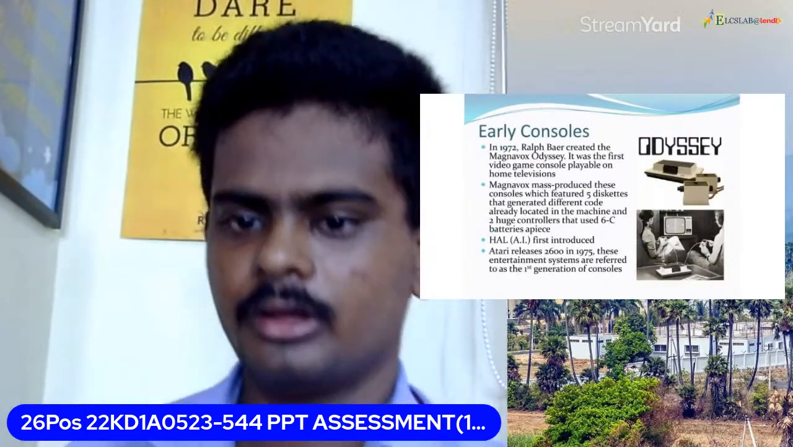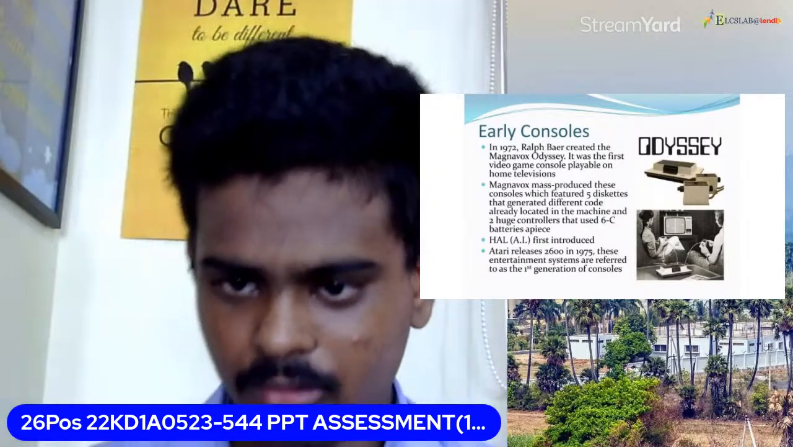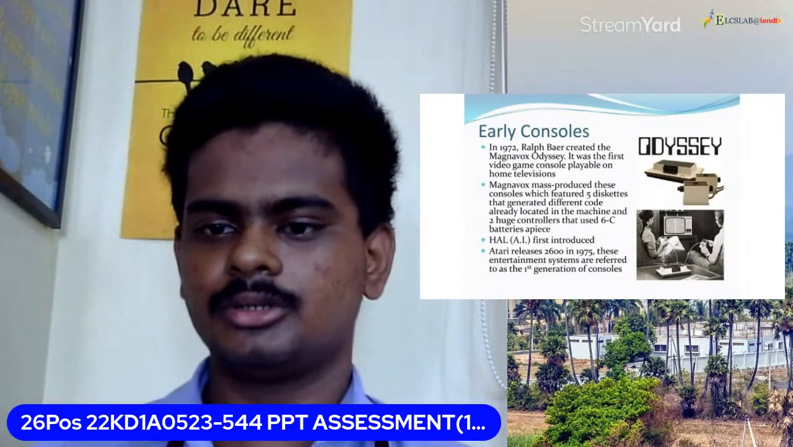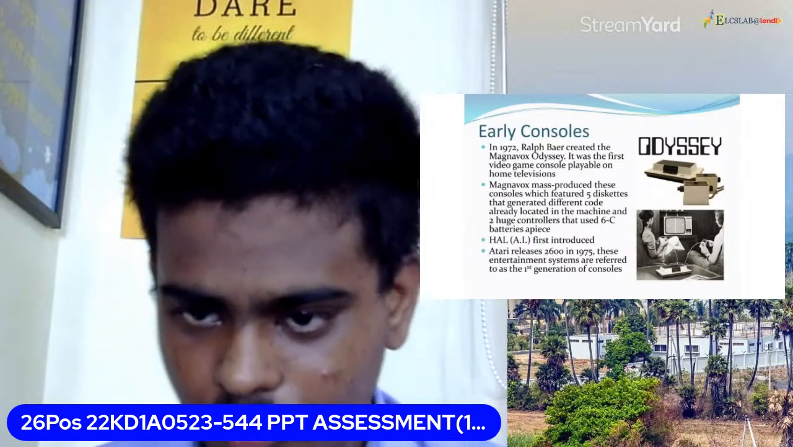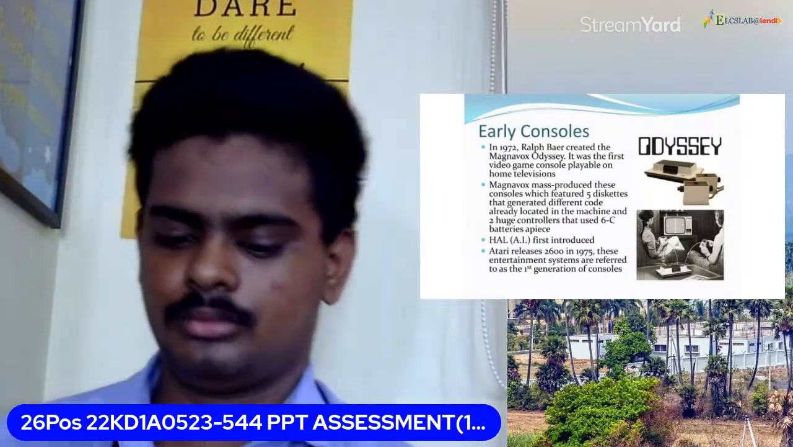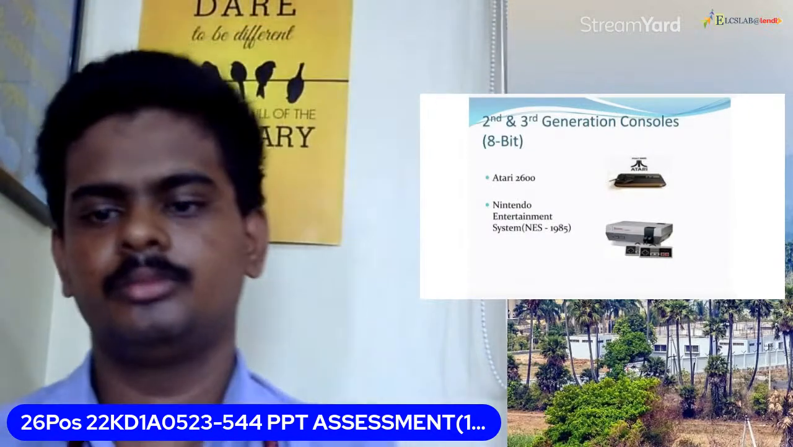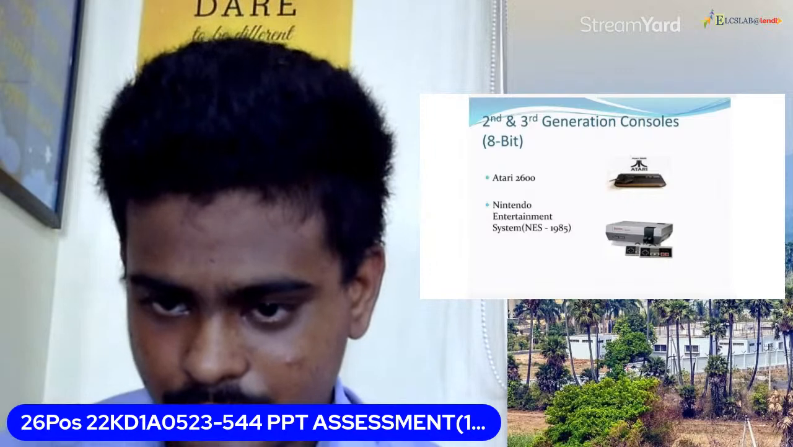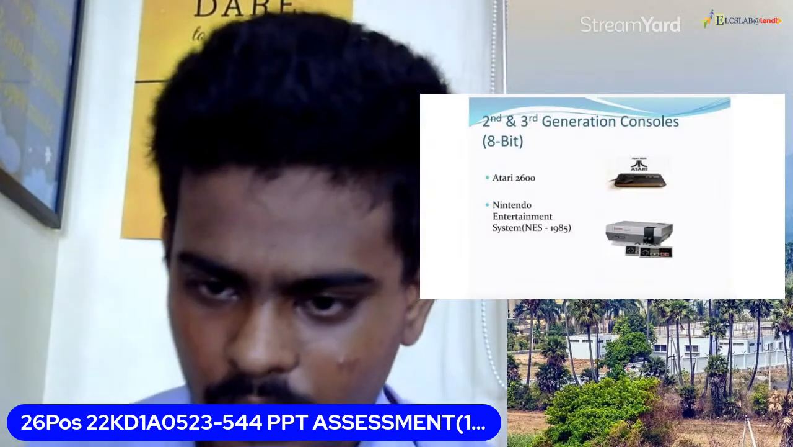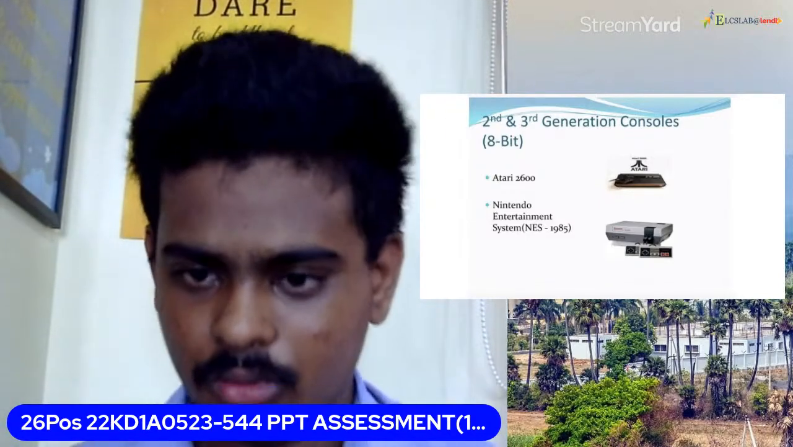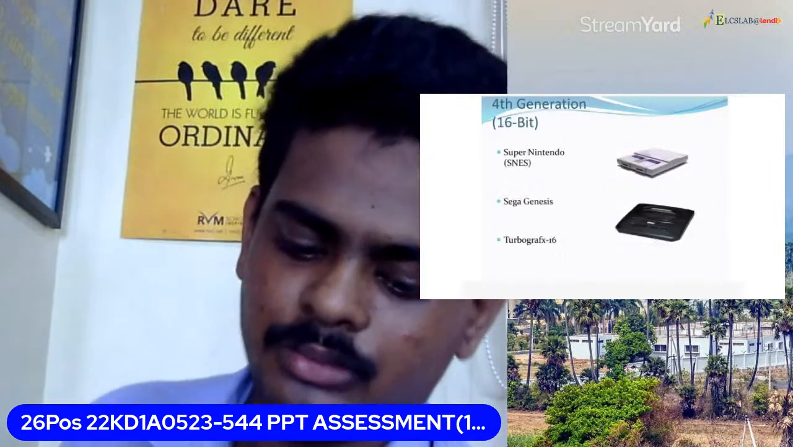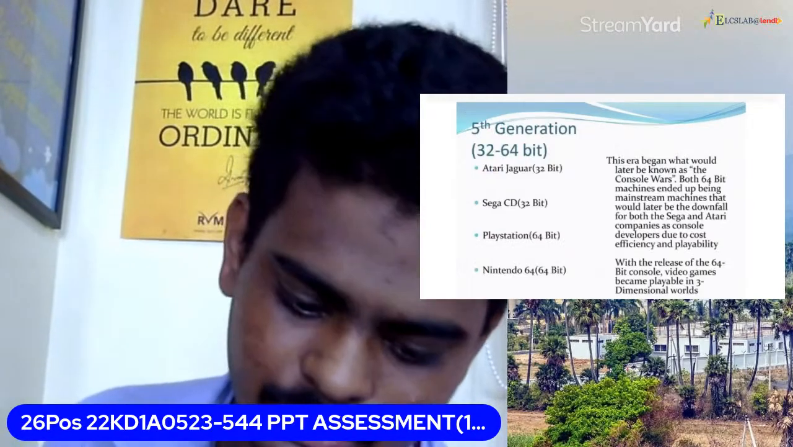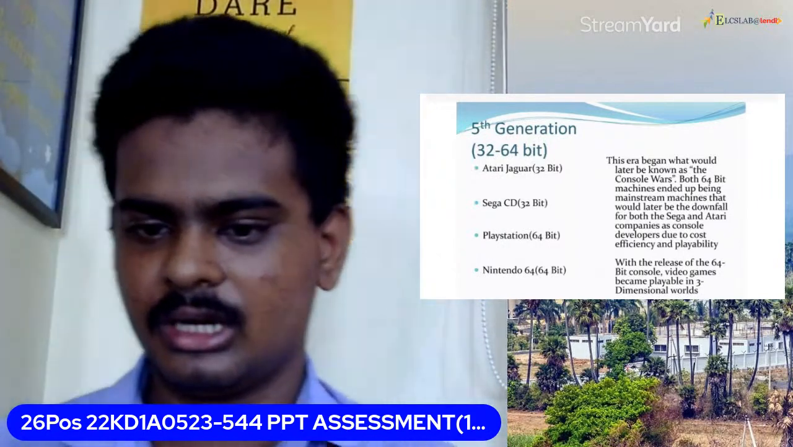And after that, in 1971, they discovered early consoles that we now call PlayStations. The first console was invented by the Magnavox Odyssey, and there are bit generations. The second and third bit generations are the Atari 2600 and NES. It was a limited environment system, and the fourth generation is Sega Genesis, and the fifth generation is PlayStation, Sega, and so many others.